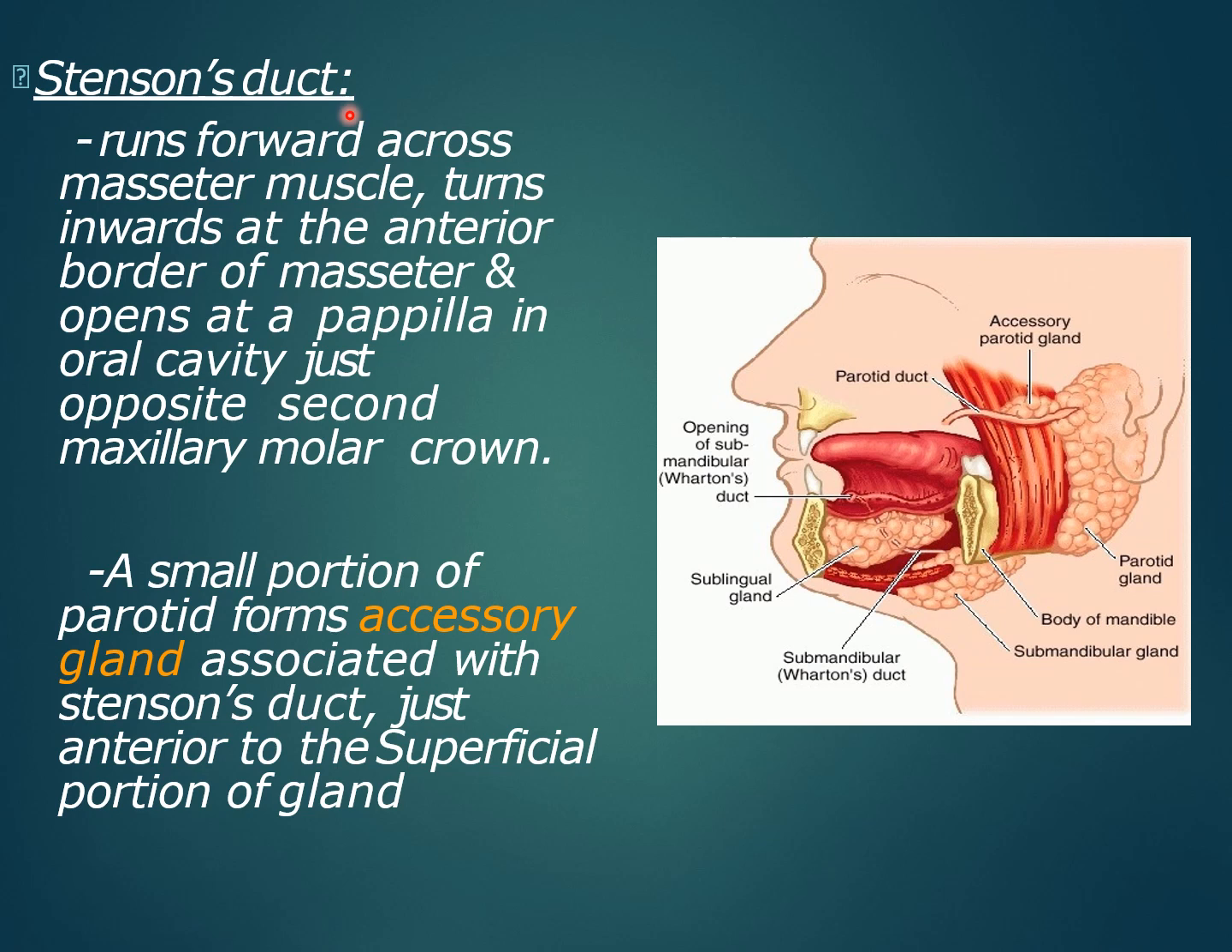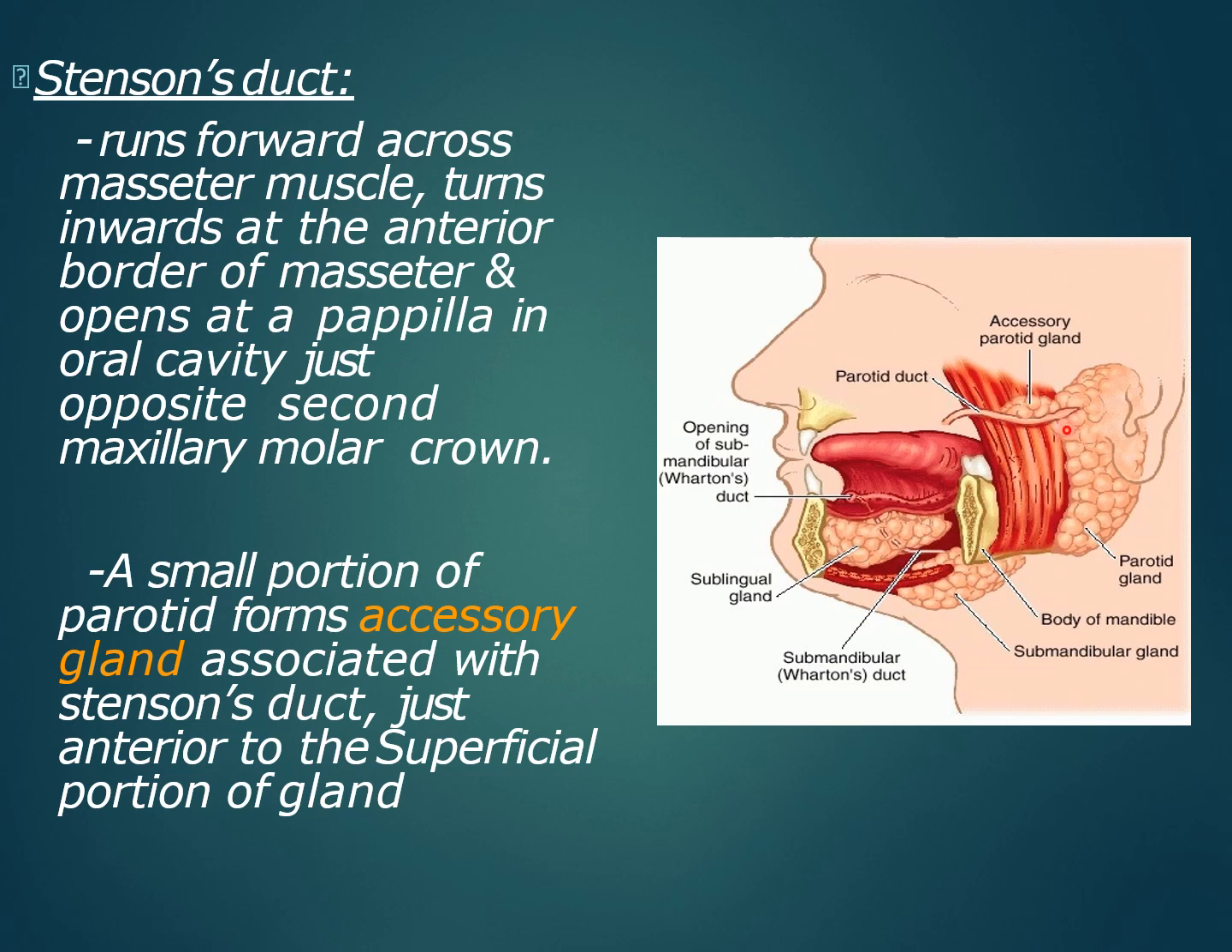It has a duct called Stenson's duct. This is Stenson's duct, otherwise called the parotid duct. It runs across the masseter muscle and opens at a papilla in the oral cavity just opposite the second maxillary molar crown. This is the parotid duct. It opens in the upper jaw opposite the second molar tooth. A small portion of the parotid forms the accessory gland. This is the accessory gland.